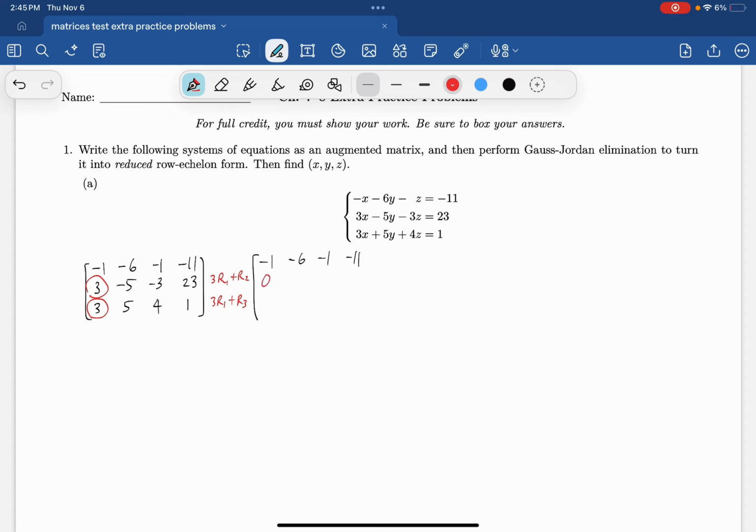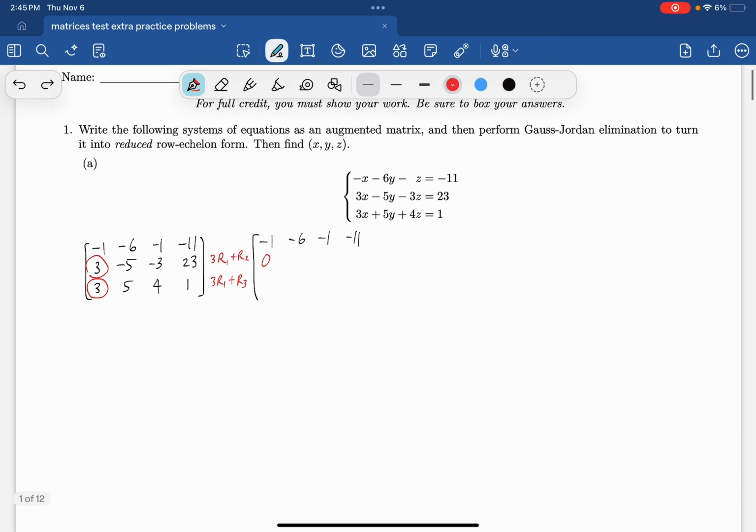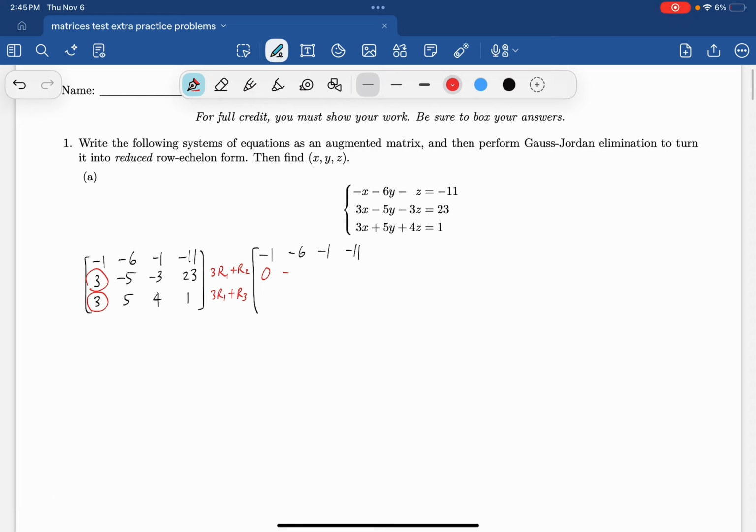Then you'll get 0 here. That's negative 3 plus 3. And then this element here is negative 18 minus 5, which is minus 23, and so on. The third row is 0, and minus 18 plus 5, negative 13, and then negative 3 plus 4, 1, negative 33 plus 1 is negative 32.